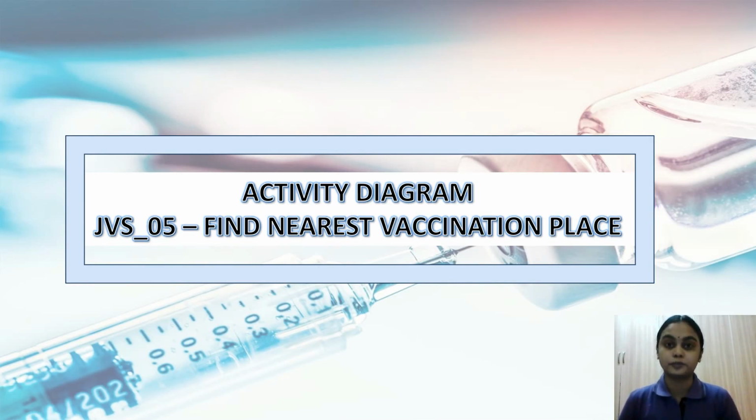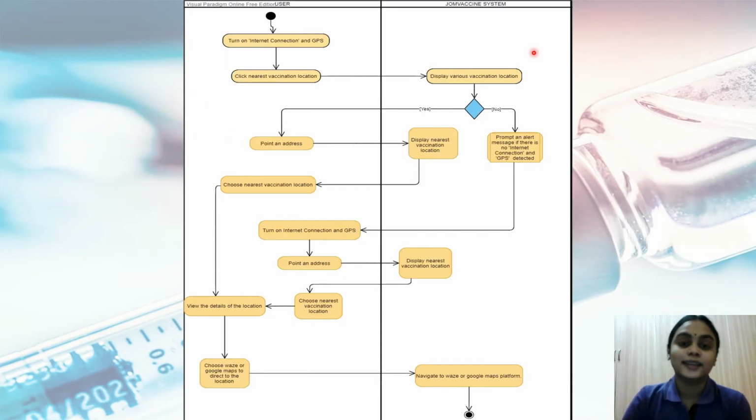Okay, now I want to present about activity diagram for JBS 05, find nearest vaccination place. Okay, now let's see the flow of find nearest vaccination location. First, user need to turn on internet connection and GPS. After turn on, click nearest vaccination location.